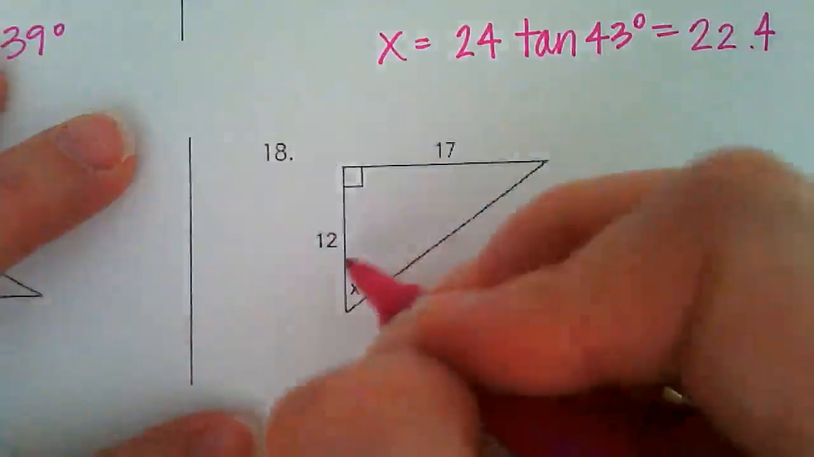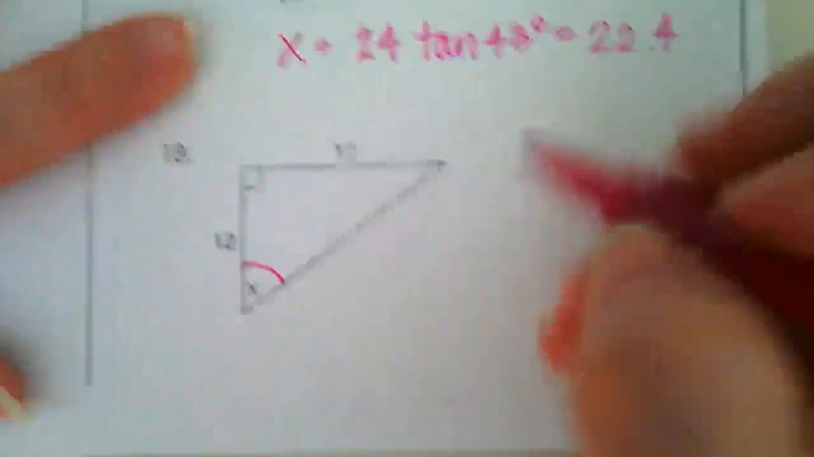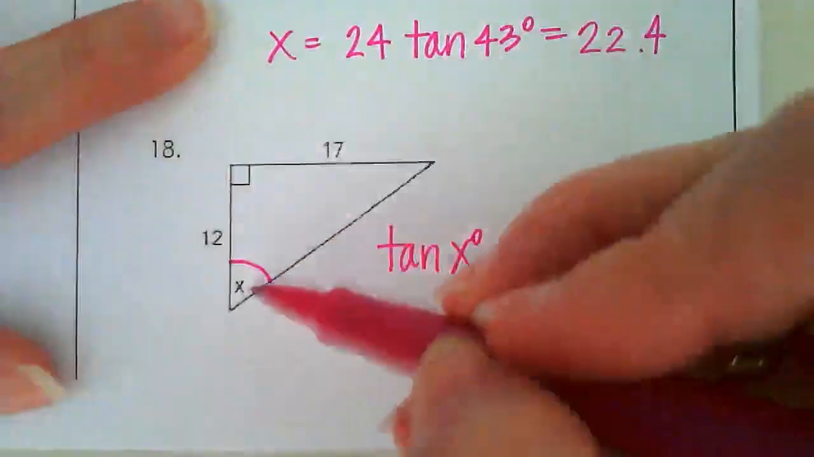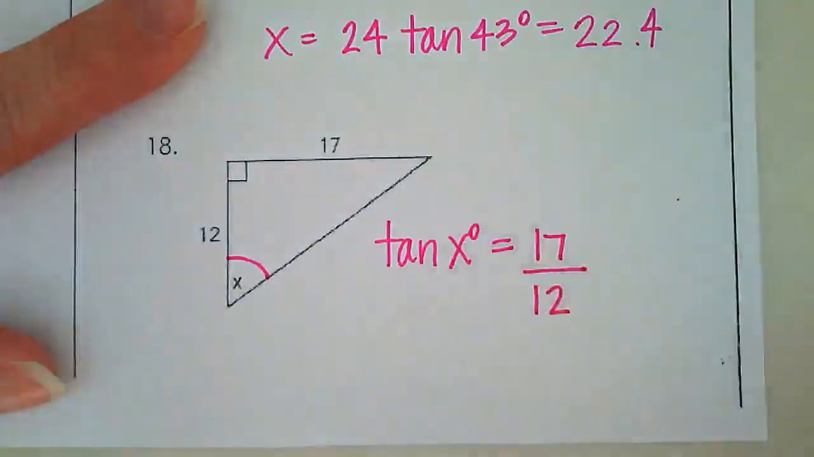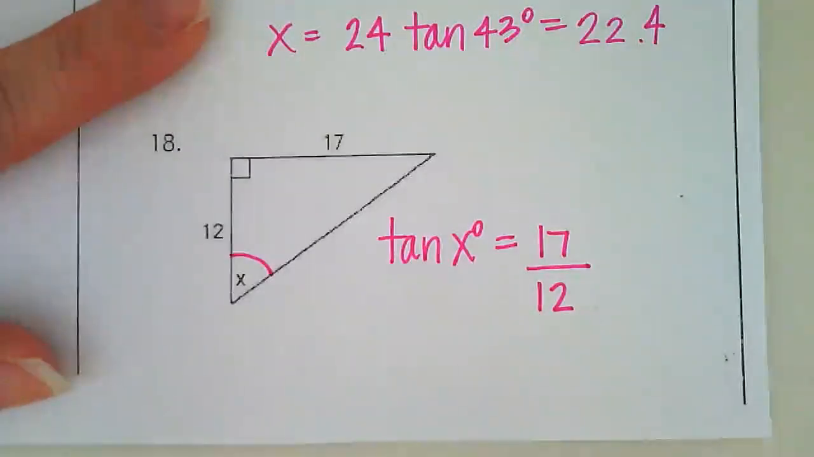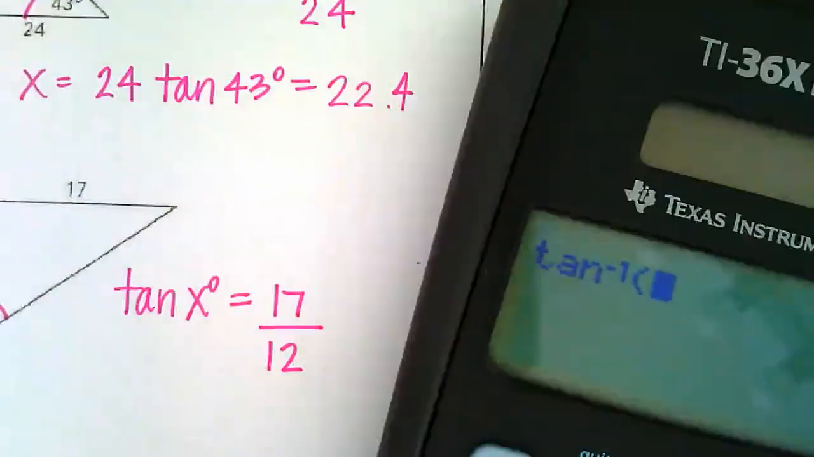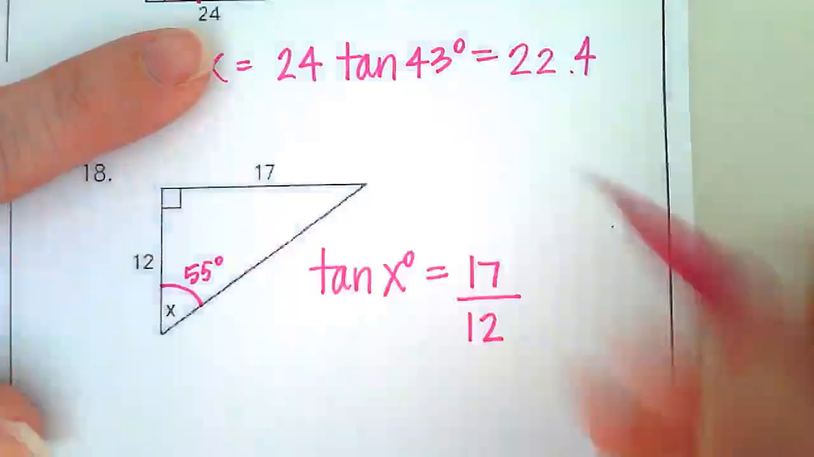All right, last one. I don't know this angle right here, and I don't know the hypotenuse, so that tells me I need to use the tangent. The tangent is opposite over adjacent. That means I need to do the inverse tangent on the calculator. Inverse tangent of 17 over 12 looks like 55 degrees. So this angle is going to be 55 degrees.